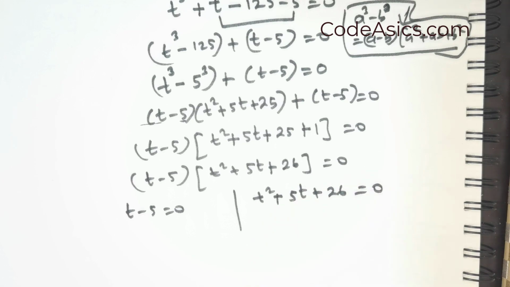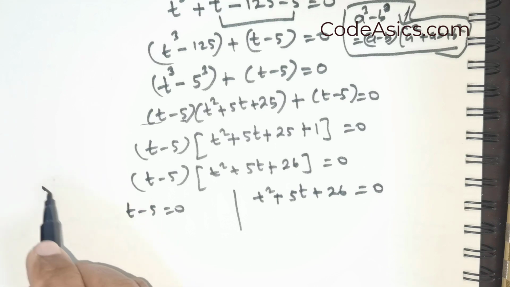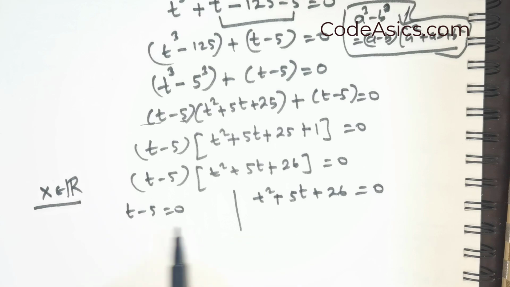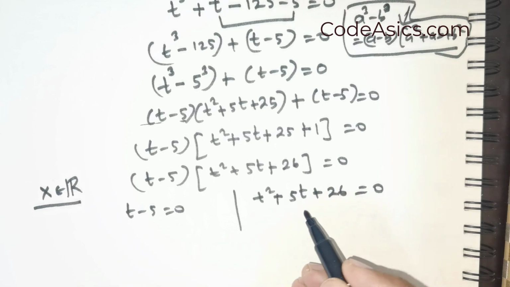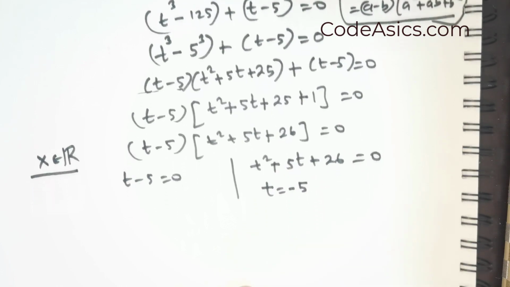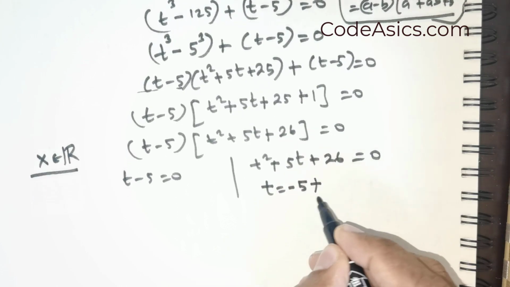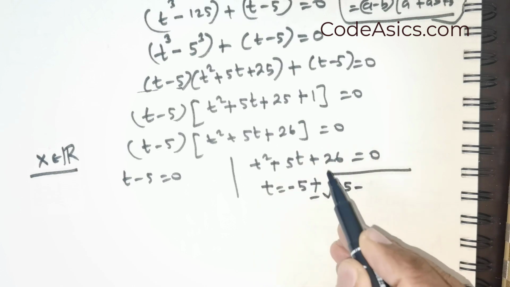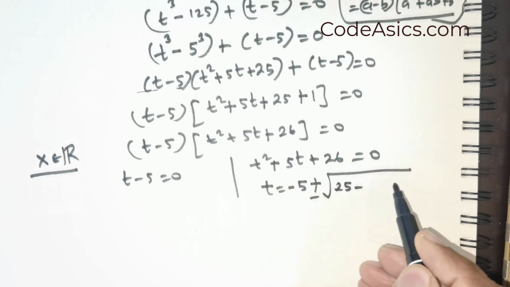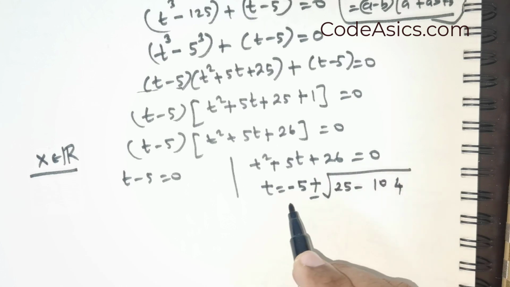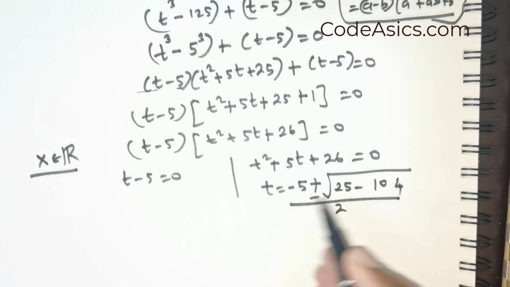Now if the question requires us to get the values of x for which x is an element of the real numbers, then this will be the only solution, because if I were to use this, t is equal to negative 5 plus or minus root of 5 squared, that's 25, negative 4 times 26, so 6 4s are 24, 2 4s are 8, 9, 10, divided by 2 times a, which is 1.